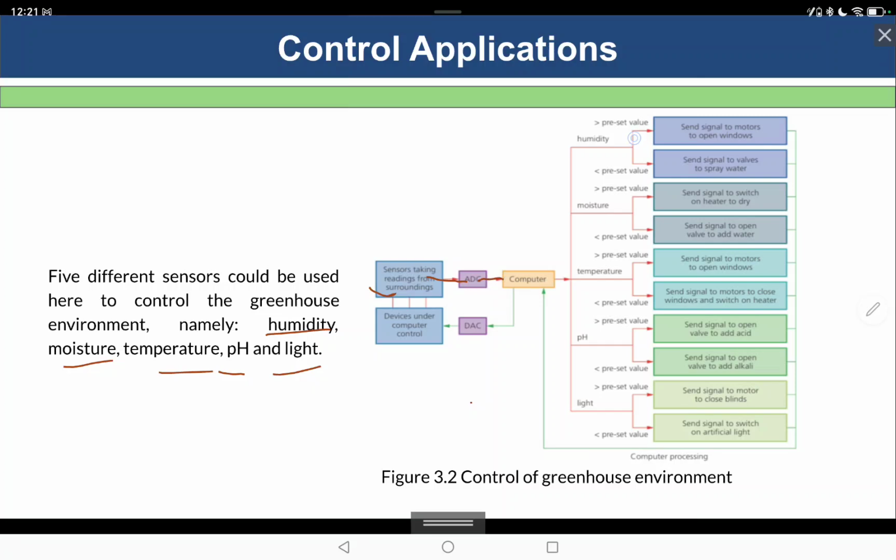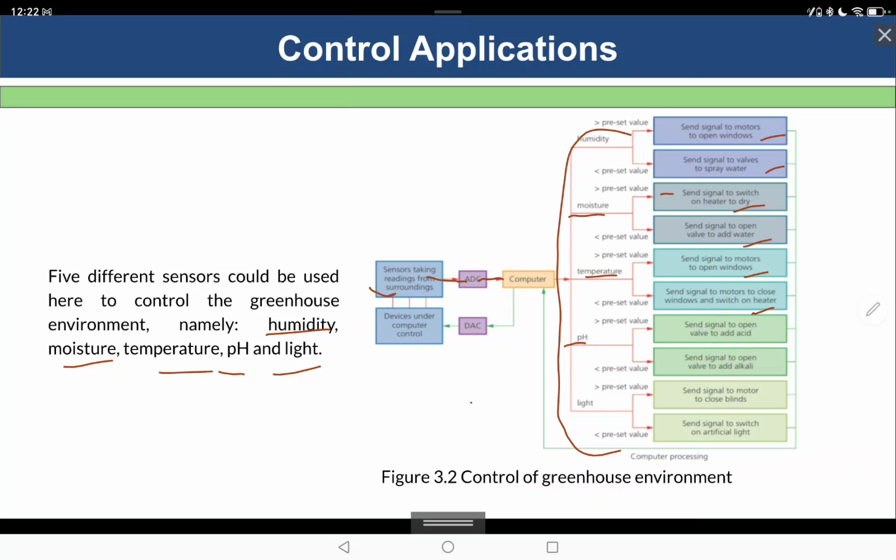After the data is sent to the computer, the computer checks it against the preset value. For example, for humidity, if the humidity is greater than the preset value, it sends a signal to the motors to open the windows, or it sends signals to the valves to spray water. Then the moisture sensor, based on the data received, can either send a signal to switch on the heater to dry or to open the valve to add water. Then the temperature sensor, based on the data received, can either send signals to the motor to open the windows or send a signal to close the windows and switch on the heater.